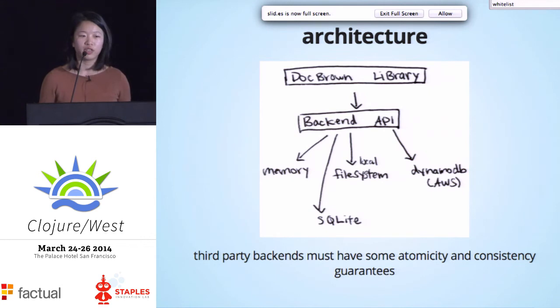These are all pluggable and switchable, so we have 4 implementations of these backends: a memory, a file system, an SQLite, and Amazon's DynamoDB. DynamoDB is what we use in production. We use memory or file system for testing purposes, because we have to pay for DynamoDB. And these third-party backends must have some atomicity and consistency guarantees such that we can achieve some of the features that we want.